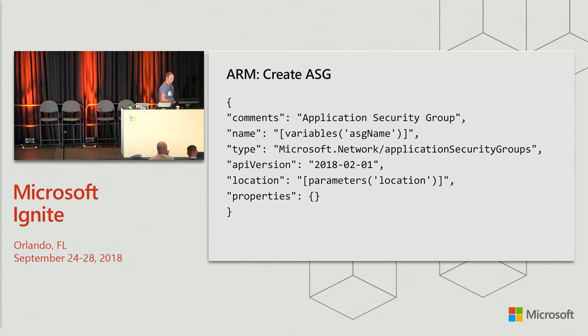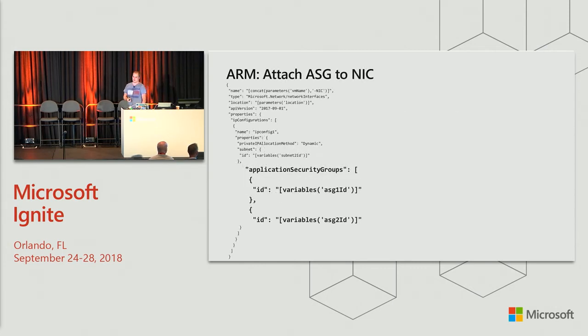So just a few examples here. This is an application security group. There's not much to see here. Everything else you do is applying this group to a network interface and then using it in your network security groups. So on your network interfaces, there's an extra property you can define here. And you can define multiple application groups.